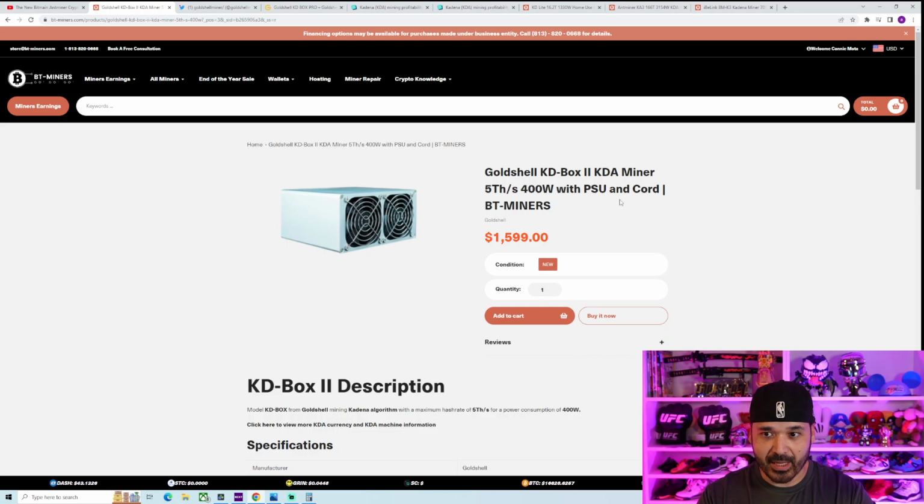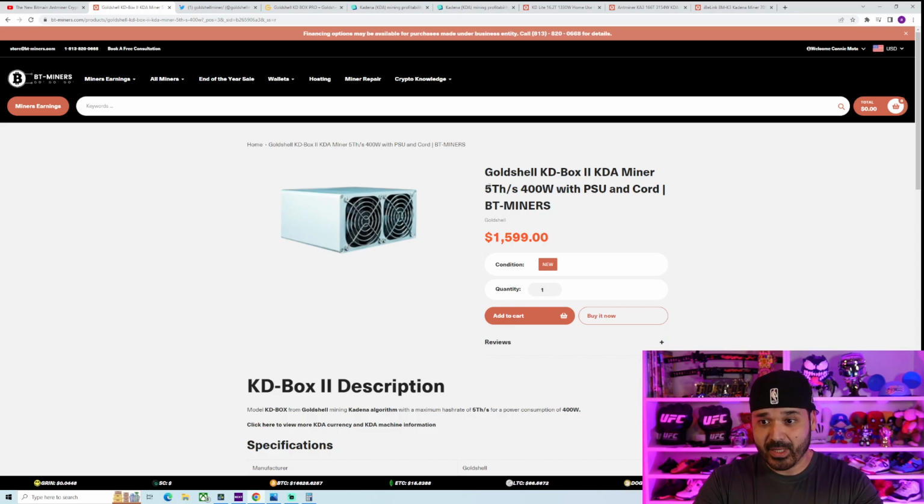This one is going to come in at 5 terahash at 400 watts. I would ignore the price. The price is most likely just a placeholder. I wouldn't pay much attention to this. If that is the price, though, that's outrageous. But again, I think it's just a placeholder, because it hasn't been officially unveiled yet.